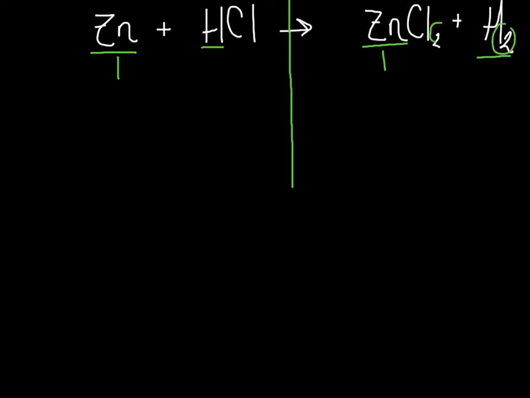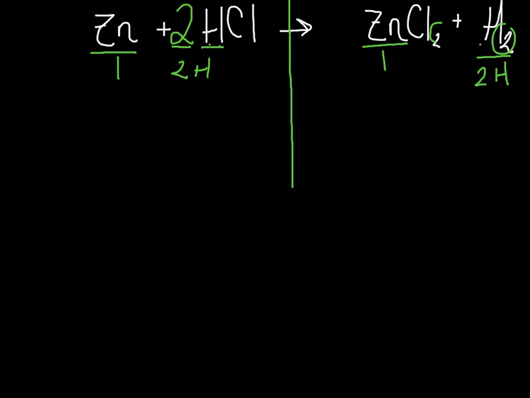So what I can do to make this balance is put a big coefficient 2 in front of this H. That would mean now we have 2 H's on the reactant side and 2 H's on the product side. I didn't change any of the little numbers, the subscripts. All I changed was this coefficient here. So we know we have 1 zinc on each side, and 2 hydrogens on each side.